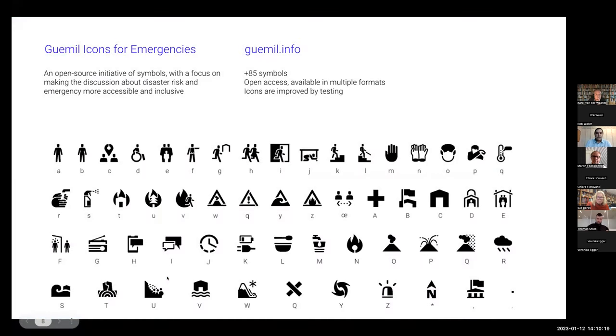This is an open source initiative with a focus on making the discussion about disaster risk reduction and emergency more accessible and inclusive also. You can pre-assume that symbols will be probably more universal, more comprehensible. So we started with this ingenuity of displaying everything in symbols, probably people will understand faster. And we discovered at the very beginning of the project a very good opportunity to test that, to evaluate how people are seeing, understanding, and applying this kind of elements. So it's a set of symbols with open access, available in multiple formats, and icons are always improved by testing. I will explain that now.